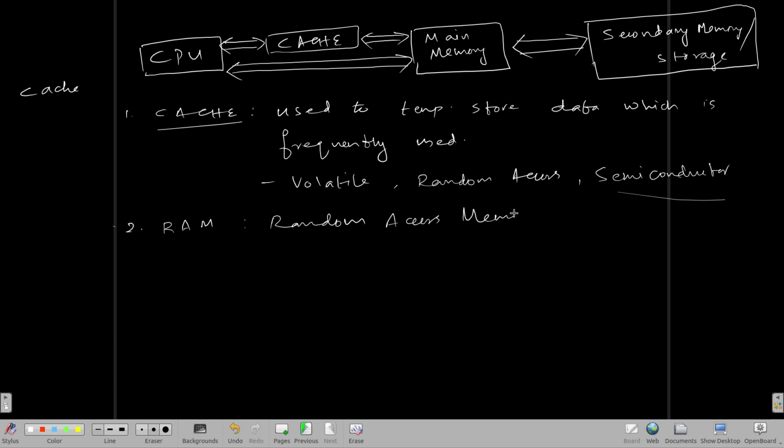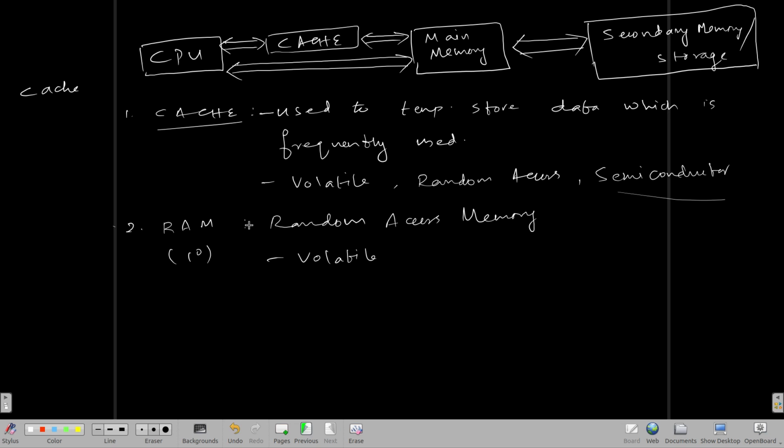Random access memory. But don't think that only this is a random access memory. Cache is a random access memory, and the next type of memory that we will be seeing is also a random access memory. So this is a primary memory. Okay, random access memory, and this is also volatile. So what is it used for?